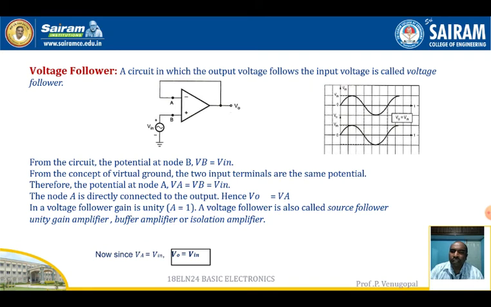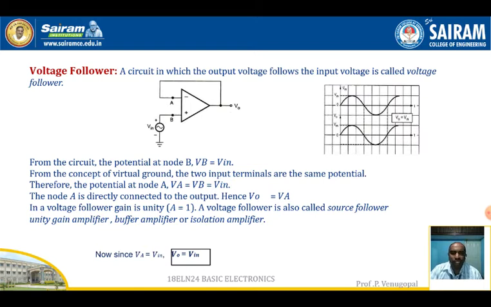Then, node A is directly connected to the output, so V0 is equal to VA, which means the output follows the voltage at terminal A. As we know, the voltage at terminal A is equal to Vin according to the virtual ground concept. Therefore V0 is equal to Vin. Since V0 is equal to Vin, the gain of this voltage follower is unity. Such a voltage follower is also called an emitter follower, source follower, unity gain amplifier, or buffer amplifier, which is also called an isolation amplifier.